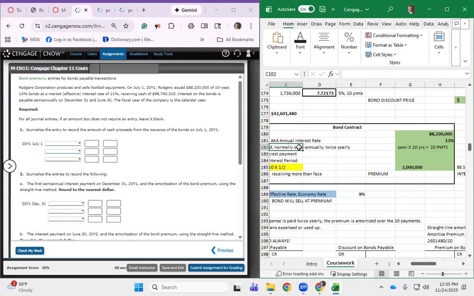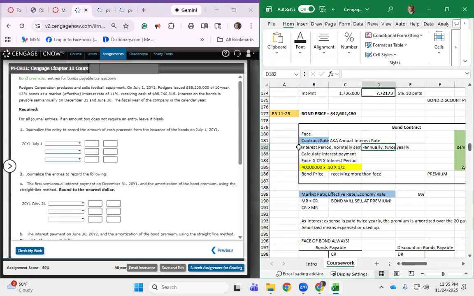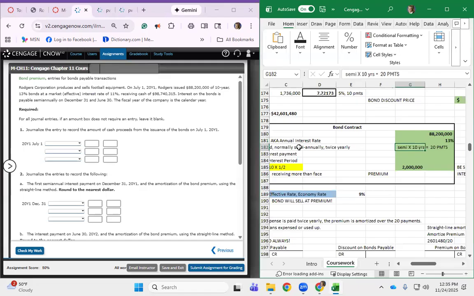So now let me keep going. I'm going to keep calculating all the stuff I need to know. It is paying semi-annually, December 31st and June 30th. So I'm going to take semi-annual. And this is a 10-year bond, so I'm going to have 20 payments. So you might calculate how many interest payments will be made on this bond.